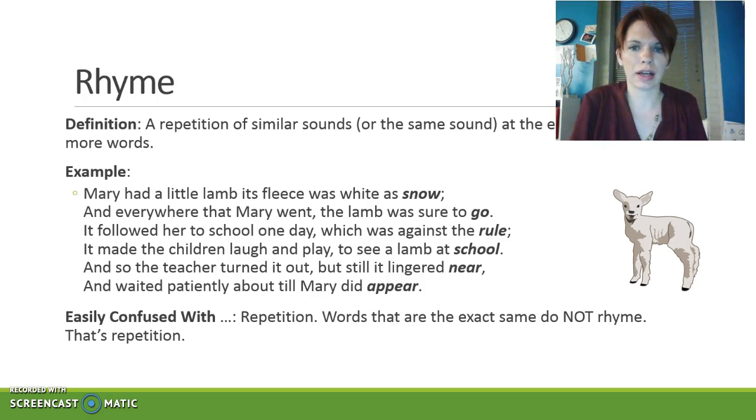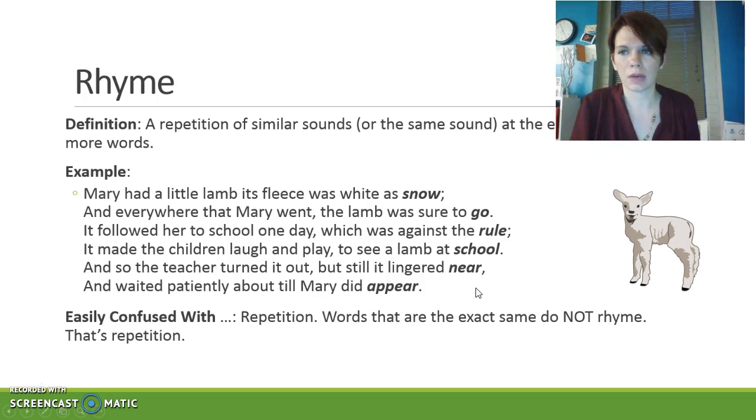An example, obviously, is lots of nursery rhymes. They're called nursery rhymes for a reason. Mary had a little lamb, its fleece was white as snow, and everywhere that Mary went, the lamb was sure to go. It followed her to school one day, which was against the rule. It made the children laugh and play to see a lamb at school. And so the teacher turned it out, but still it lingered near and waited patiently about till Mary did appear.